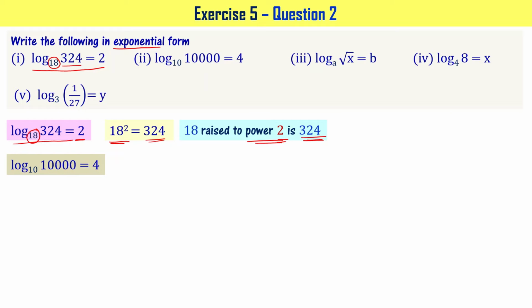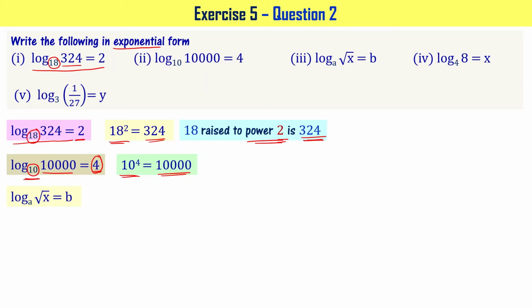Now let's look at the next part of the problem. That is log of 10,000 to the base 10 equal to 4. Right? When you write this in the exponential form, this becomes the base and this 4 becomes the exponent. So I can write it as 10 power 4 equal to 10,000. This is also something you know, right? You read it as 10 raised to power 4 equal to 10,000. Got it?